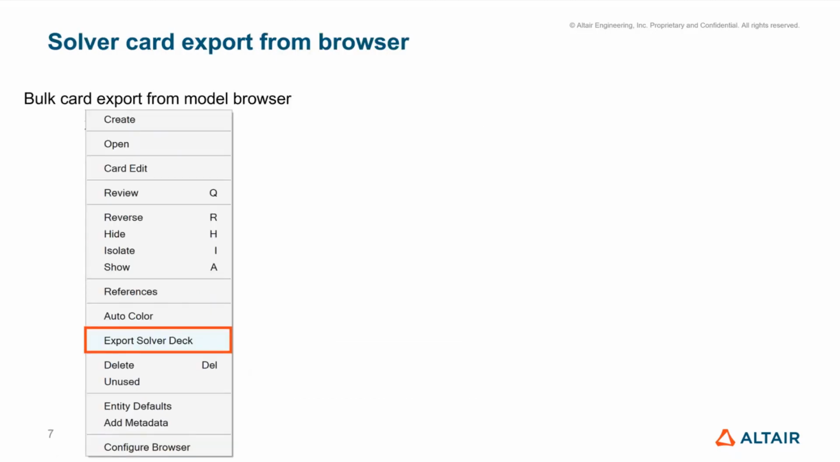One of the key highlights which I want to talk about here is that now the user can export a solver card either at the folder level or at the entity level from the model browser. For example, if you have a list of properties, you could just right click on the property folder and export those properties as a solver deck, and this is applicable for most of the solver cards that show up in the model browser.